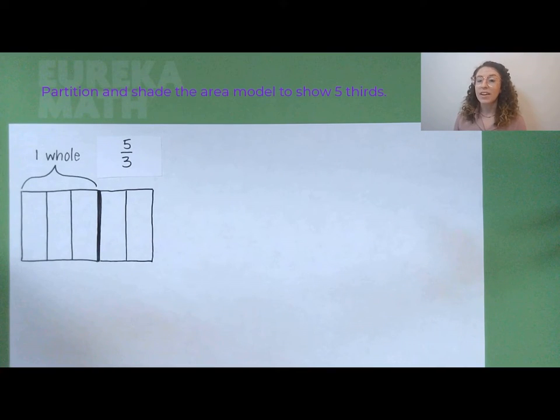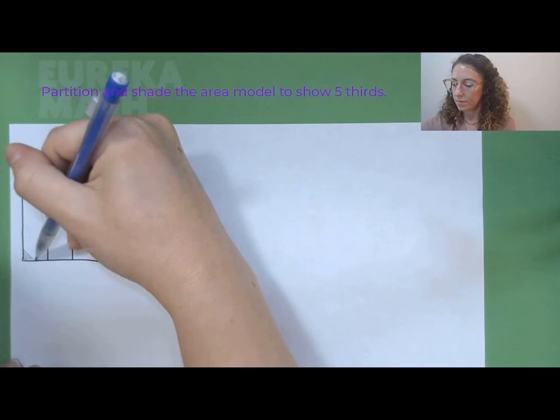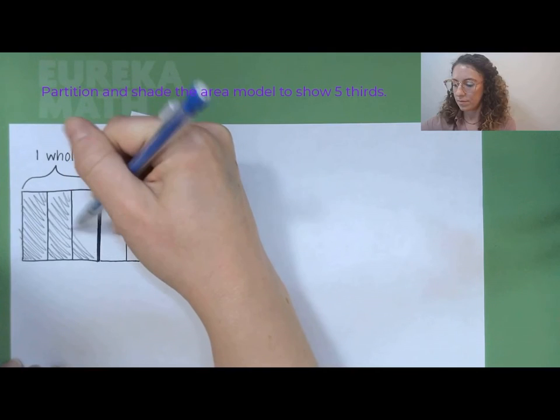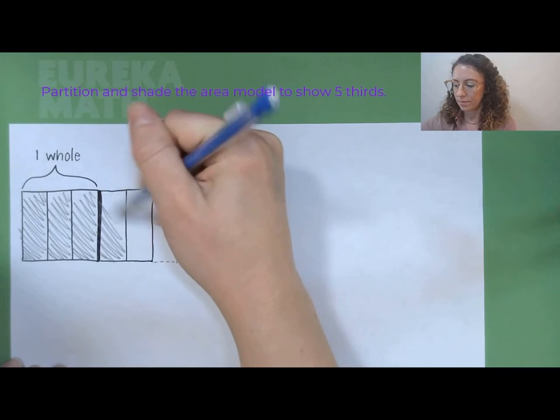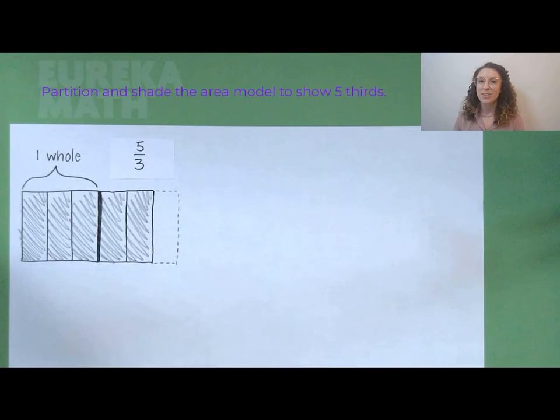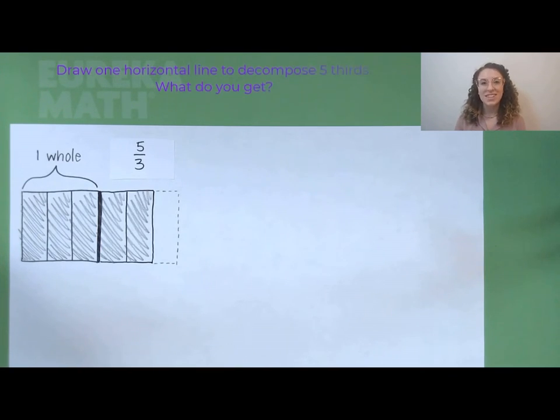You can imagine the part that I already ate here if that helps you think about what 5/3 means. Now the shaded area represents 5/3. These are big pieces of brownie, so I want to make smaller pieces. I want to split everything I have left in half. Draw 1 horizontal line to decompose 5/3. What do you get?